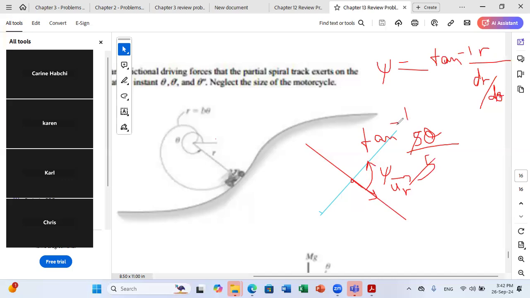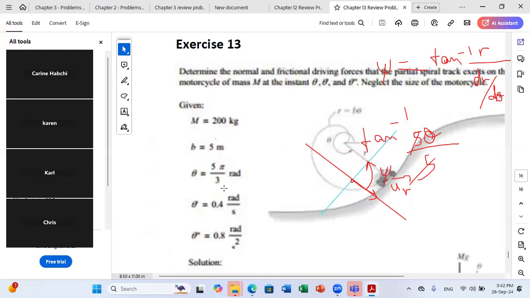And what do you get with your calculator? Tan inverse of 5 pi over 3. When we're working with pi, we put our calculator in radian mode, right? You can also put your calculator in degrees. It will give you the angle in degrees. It will give you psi in degrees.